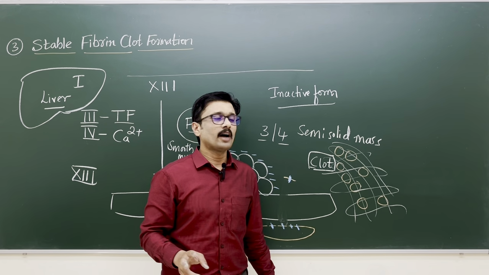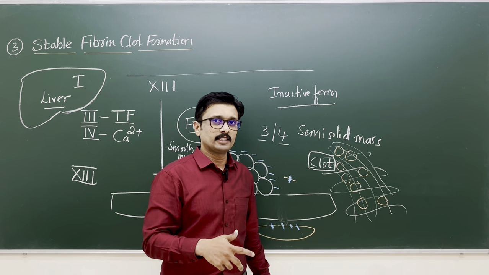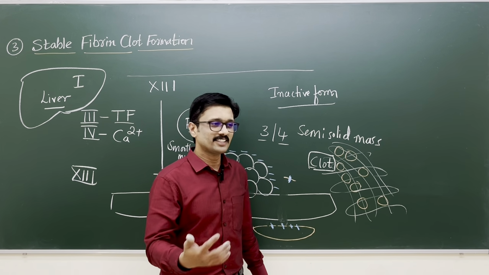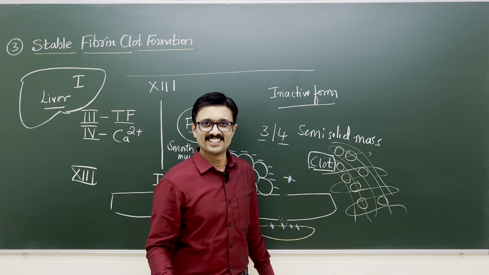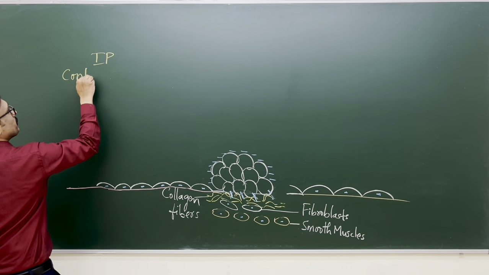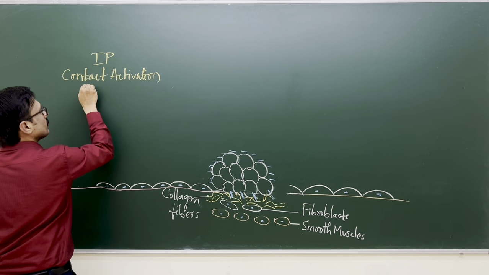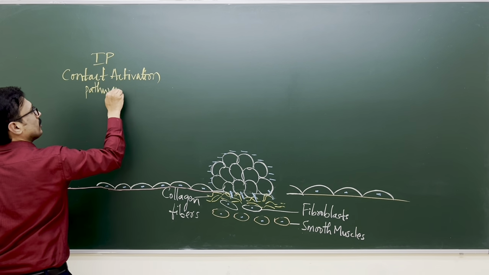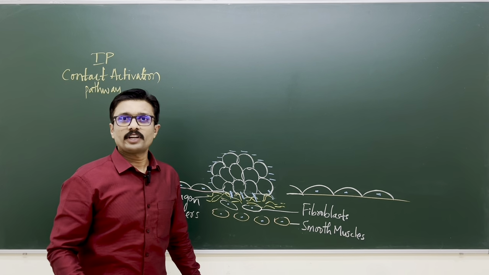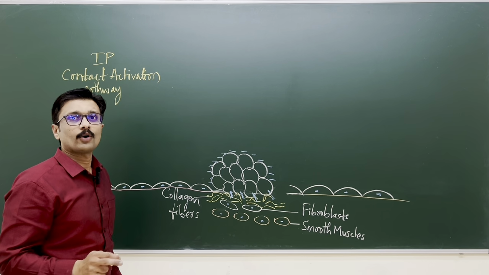So there are two ways how these clotting factors are getting activated, two pathways, intrinsic pathway and extrinsic pathway. Now let me explain to you the two pathways of how these clotting factors are getting activated, finally resulting in formation of fibrin threads. The intrinsic pathway, also called contact activation pathway. In this intrinsic pathway, the first clotting factor to get activated is factor 12. Factor 12 is also called contact factor or Hageman's factor.